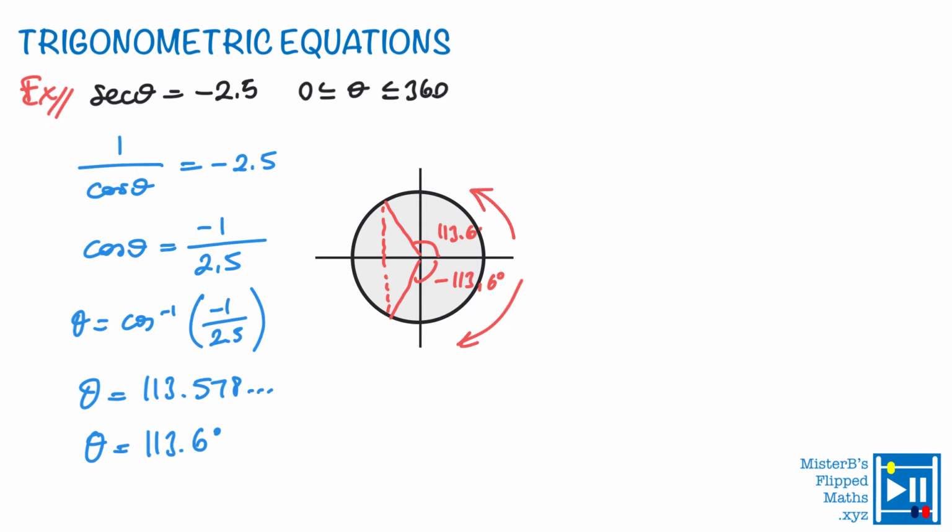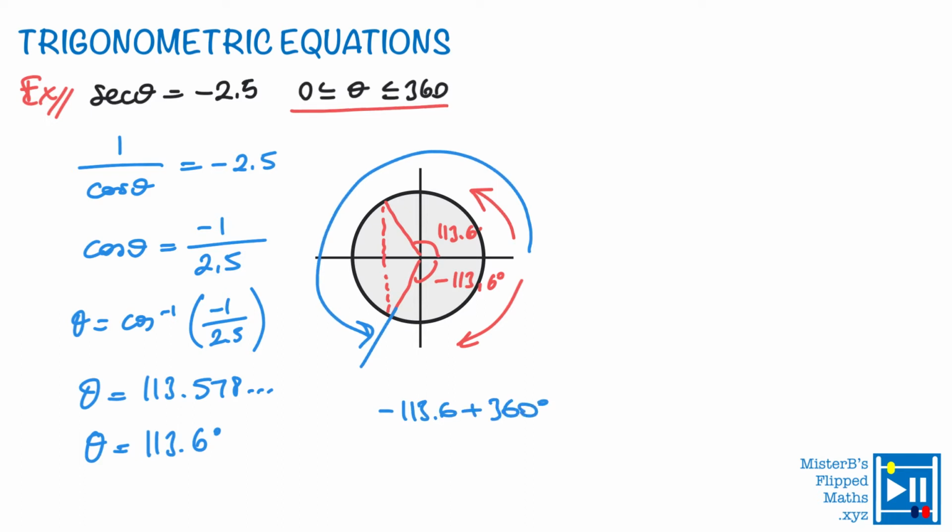Now, of course, just because of our boundaries, we cannot write minus 113.6. So we have to start from 0 and come here, so that it's going to be minus 113.6 plus 360, or vice versa, 360 minus 113.6. And we get 246.4. This is another solution for this equation. So basically we have two solutions. So we're going to say theta is 113.6 and 246.4 degrees, up to one decimal place.